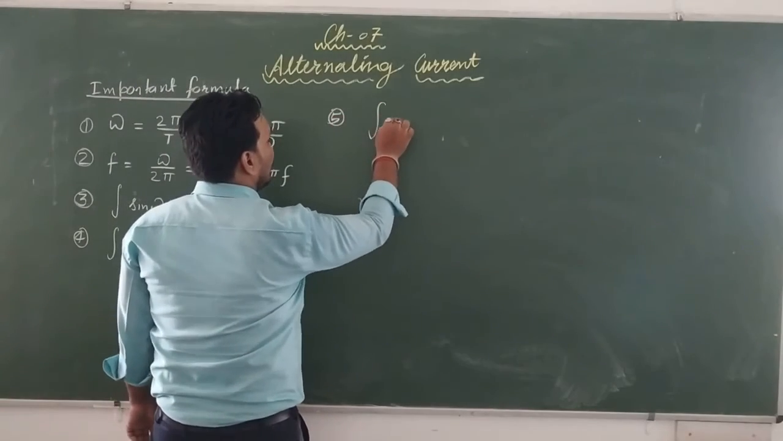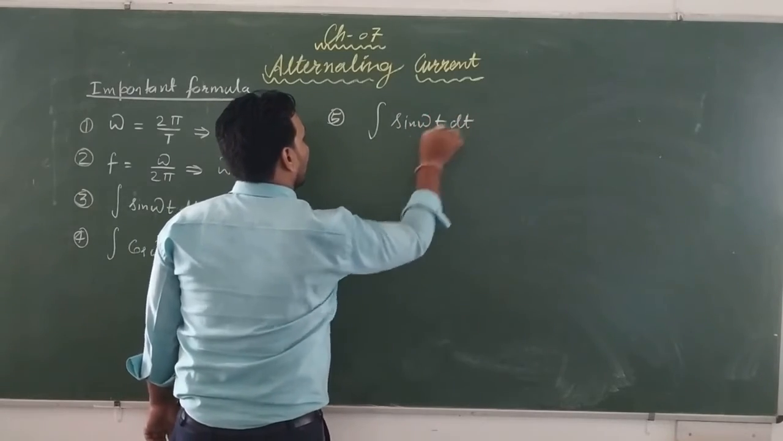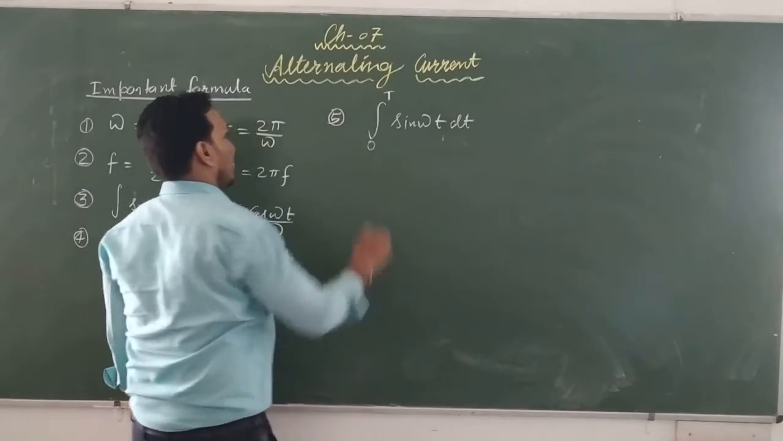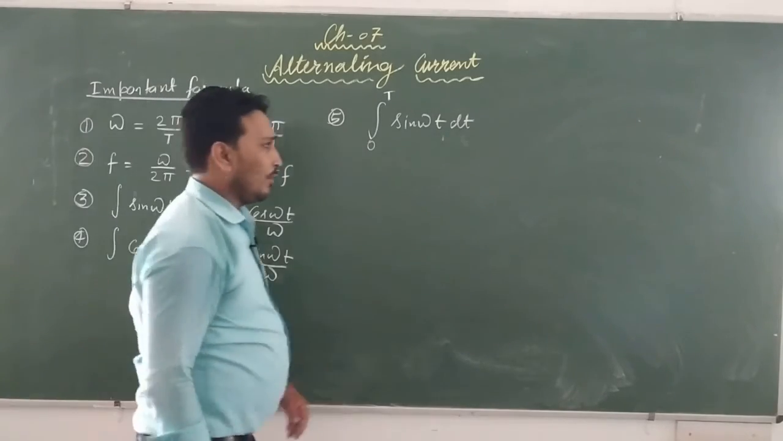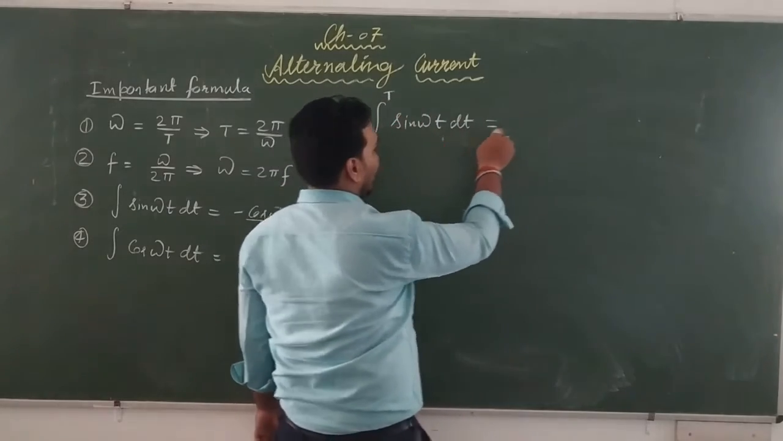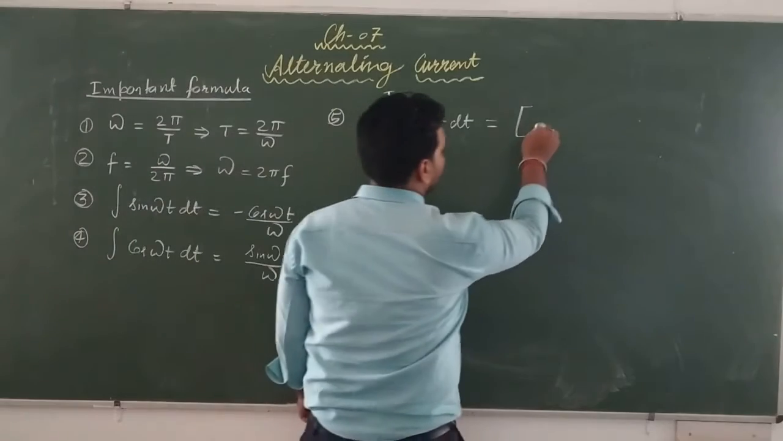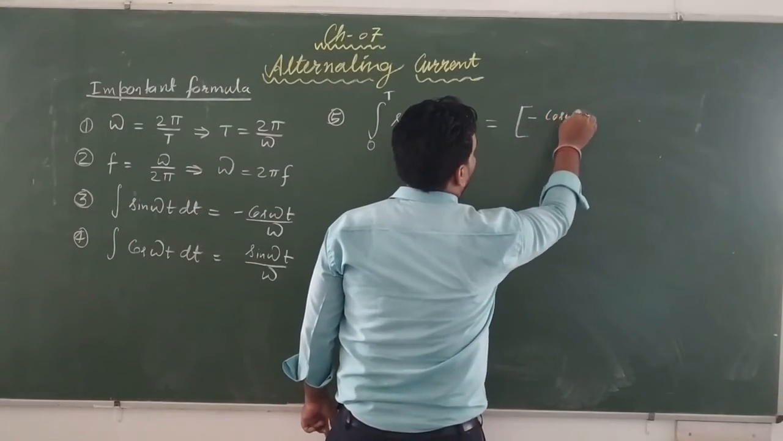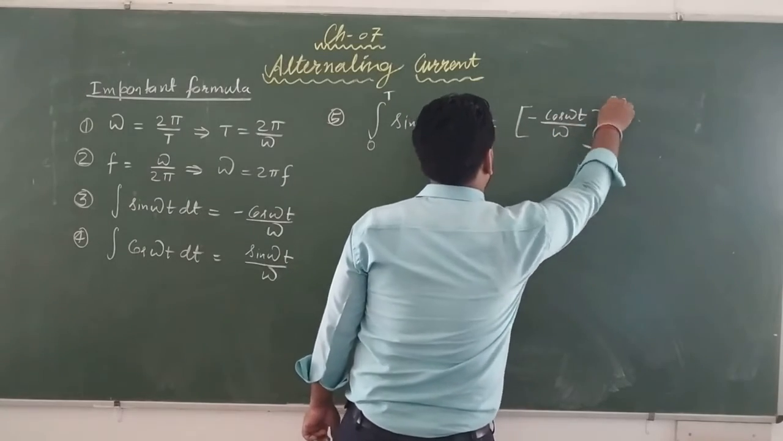Fifth one, suppose sin omega t is integrated over its complete time period. Let us solve it mathematically, then after we will solve it graphically also. Integration of sin omega t, as I have told you, is minus cos omega t upon omega. So minus cos omega t upon omega, limit 0 to T.